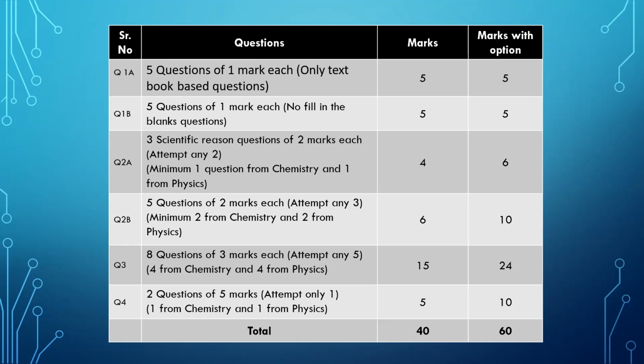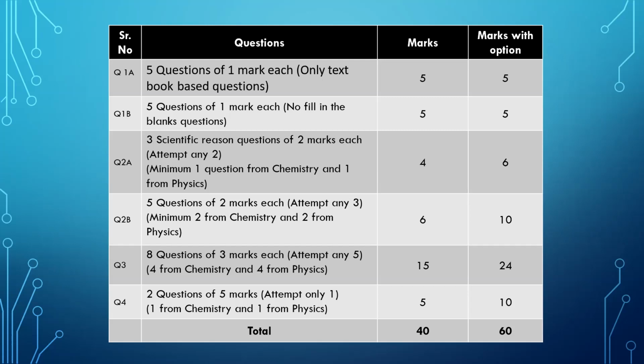Now, in question number 2b, 5 questions of 2 marks each will be given, and you have to attempt only 3. See, 5 questions will be given, and you have to attempt 3. So how many marks will it become? 6 marks. Now in this question, students, minimum 2 questions will come from chemistry, and 2 will come from physics. And as 5 questions are given, marks with option will be 10, because each question consists of 2 marks. Then we'll come to question number 3, students.